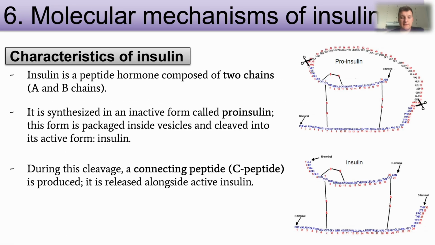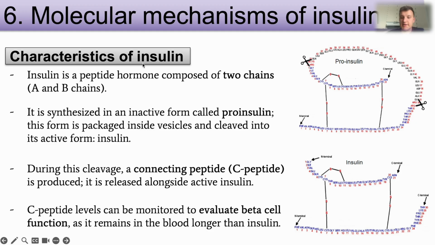So, characteristics of the insulin molecule. Insulin is a peptide hormone composed of two chains, an A and a B chain, and it's synthesized in an inactive form called proinsulin. This is packaged inside vesicles and cleaved into its active form, insulin. During this cleavage, a connecting peptide, the C peptide, is produced. It is released alongside active insulin, right?